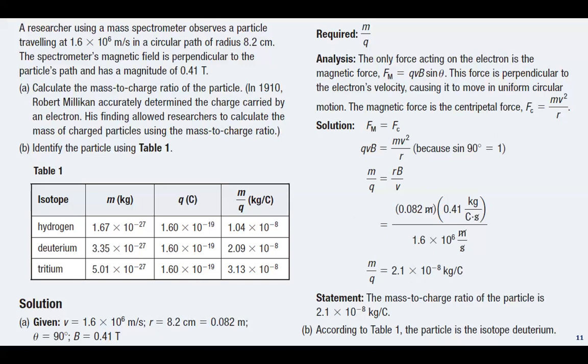So put all the values in, we have m over q is approximately 2.1 times 10 to the negative 8 kilograms per coulomb. So the mass to charge ratio of the particle is about 2.1 times 10 to the negative 8 kilograms per coulomb. And according to table 1, we know this particle is the isotope deuterium.